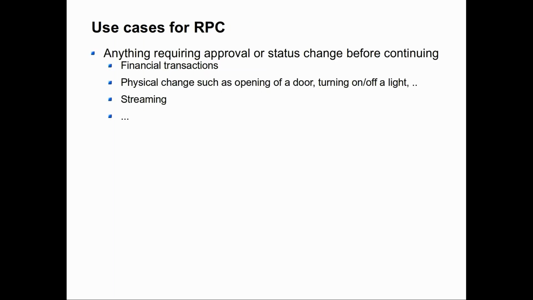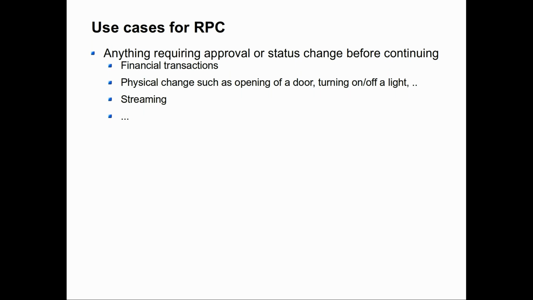So why would you use RPC calls? Well, anything that requires things like approval or a status change before you're allowed to continue makes sense to use RPC calls, or anything that you want to offload to another system. That could be a financial transaction. You don't want to deal with the financial transaction here. You're saying, okay, perform this financial transaction and let me know when it's finished. It can happen asynchronously. In the meantime, you can do other things.